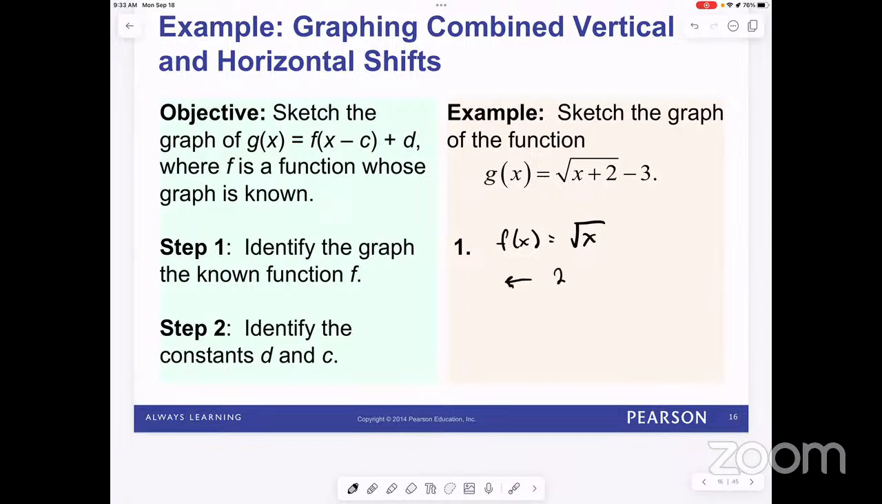And then that -3, notice that -3 is on the outside of our basic function. So that tells us to go down 3 units. Right? So we're starting with the top half of a sideways parabola. We move it left 2 and down 3, and then that's our graph.